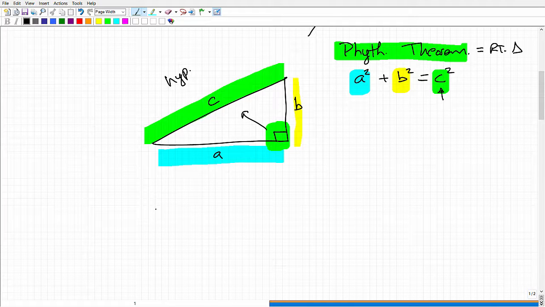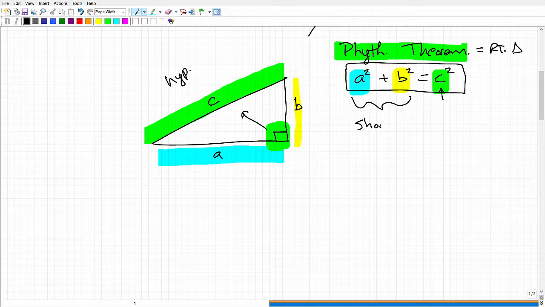But actually, let me just stop here. This is a relationship, okay? It's basically just relating how the sides work. And essentially what it's saying is the sum of these shorter sides, okay, these are the shorter sides, is going to be equal to the square of the longest side.